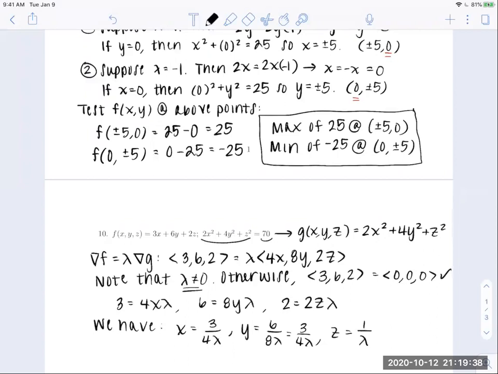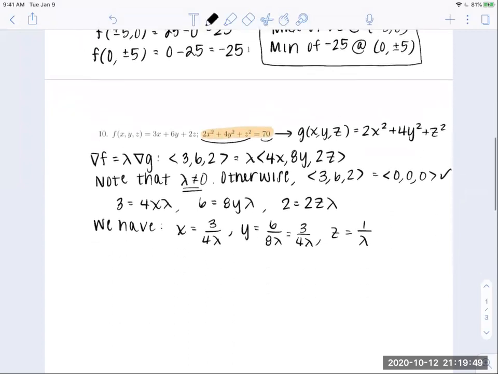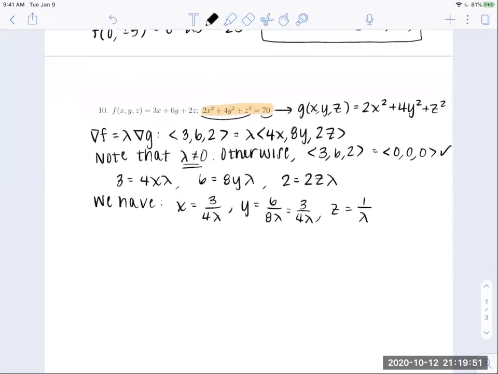Now remember, these points need to satisfy the constraint equation. So I'm just going to highlight that again to call your attention to it. What I know is the point x, y, z has to satisfy the constraint equation. So let's plug these expressions for x, y, and z into the constraint equation so that instead of 3 equations and 4 unknowns, we reduce it to 1 equation and 1 unknown.